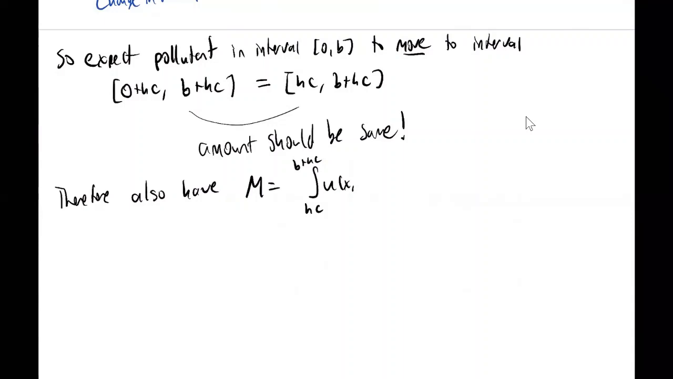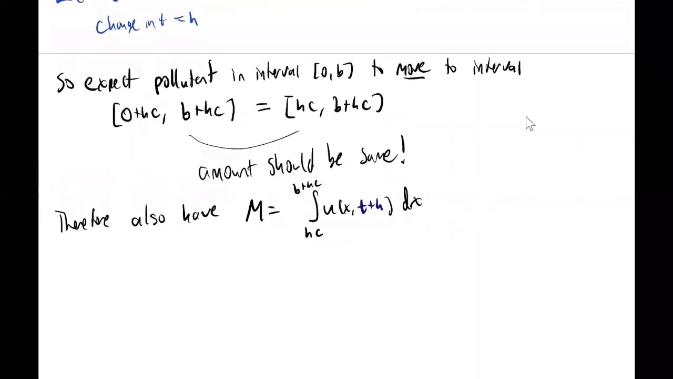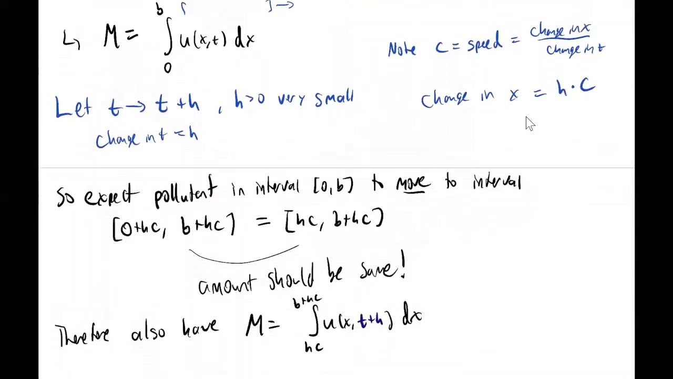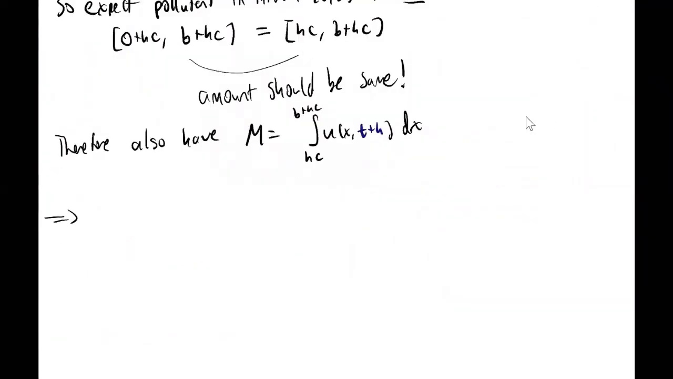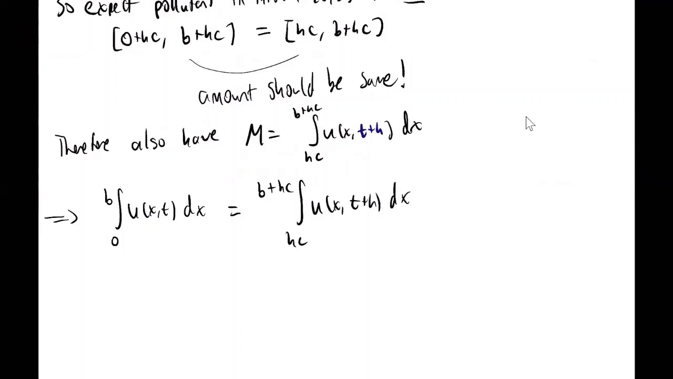But now we're not at time t, right? I almost made a mistake. We're not at time t. We've perturbed the time by a little bit. So we have t plus h instead of t, but then we're integrating with respect to x. And so now I have two different integrals which are equal to the same quantity. So then these integrals must be equal. So we need to have the integral from 0 to b of u of x, t dx equal to the integral from hc to b plus hc of u of x comma t plus h dx, right?